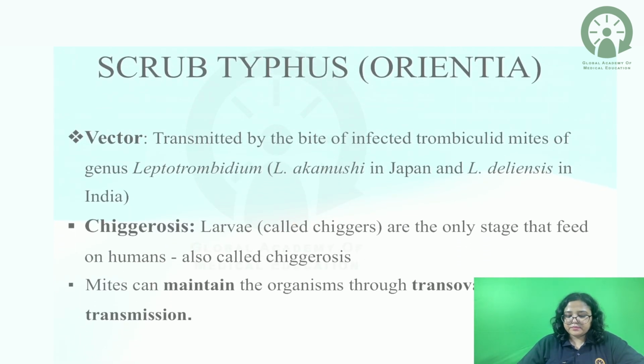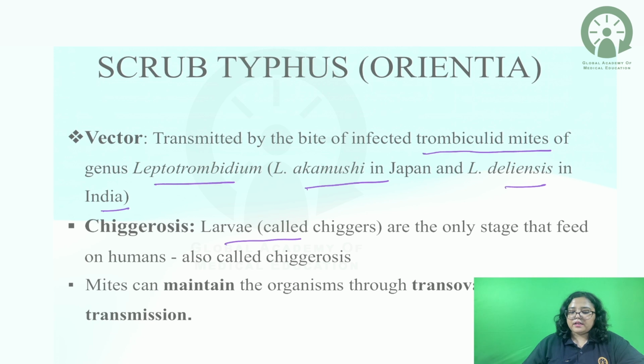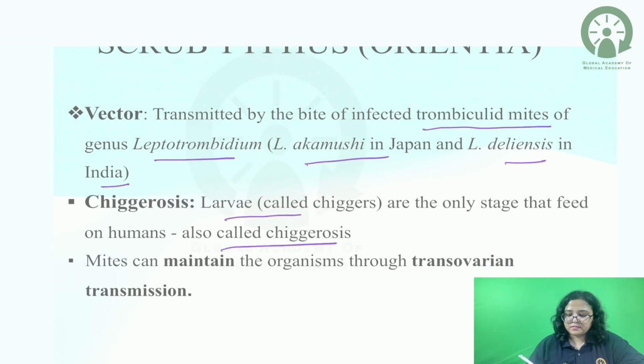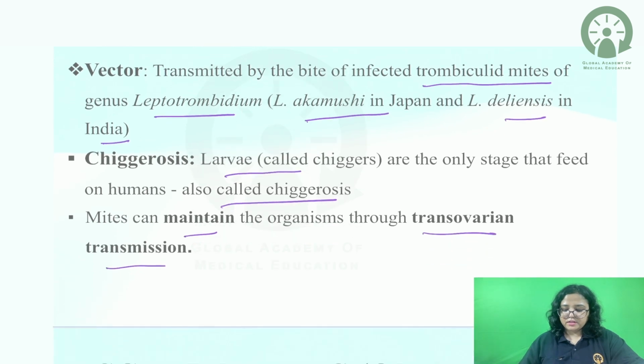I told you the vector previously, it is the larva of the trombiculid mites. The trombiculid mites are of the genus Leptotrombidium, akamushi in Japan and deliense in India. Now larvae, called chiggers, are the only stage that feed on humans, also called chiggerosis. Mites can maintain the organisms through trans-ovarian transmission. It can pass to the offspring by trans-ovarian transmission.